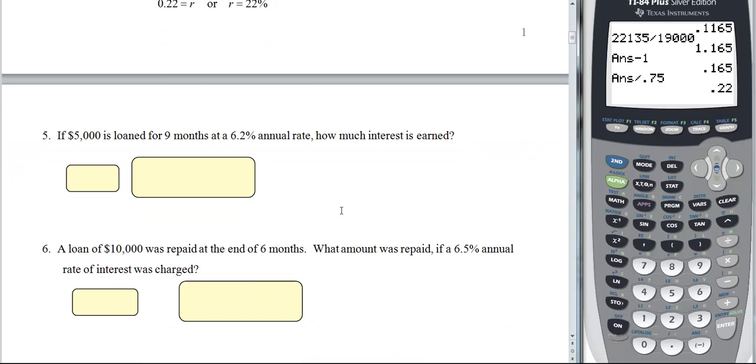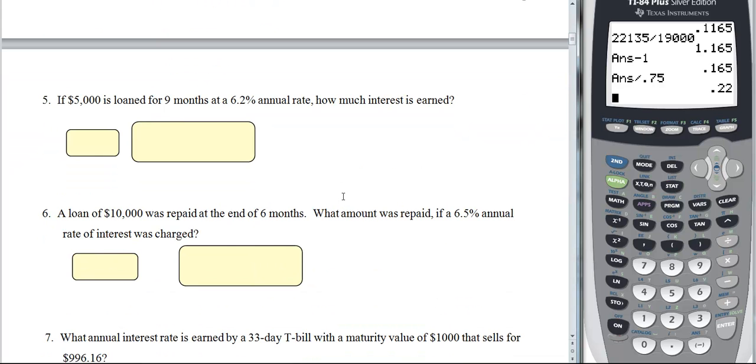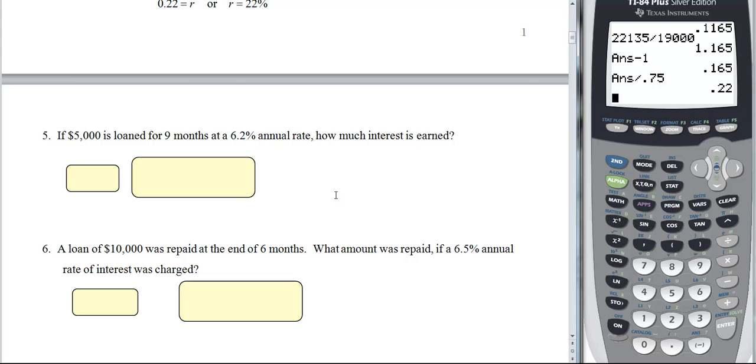Let's see. If $5,000 is loaned for 9 months at 6.2% annual rate, how much interest is earned? So this you've got to pay very close attention to. What do they want you to find? And normally that tells you what formula you have to use. So how much interest? I'm going to have to use my simple interest formula, because that's what they want to know, what I is. So my principal is 5,000.